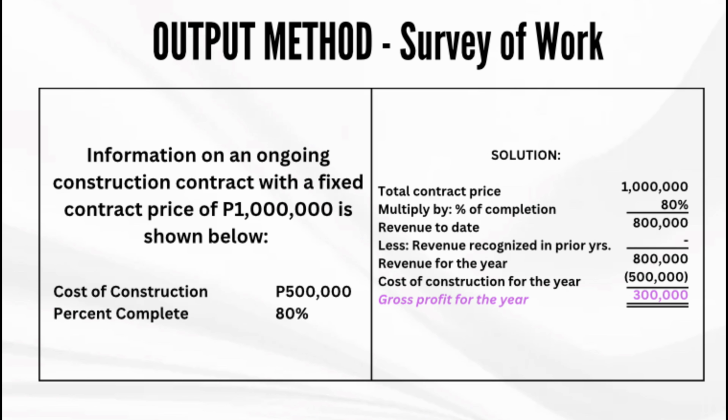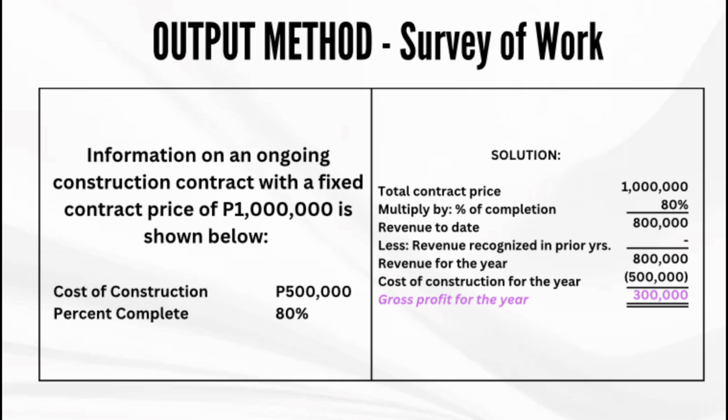Let's look at illustration 1 for output method, survey of work. Information on an ongoing construction contract with a fixed contract price of 1 million is shown below. The cost of construction is 500,000 and the percent complete is 80%. We are to compute for the gross profit for the year.